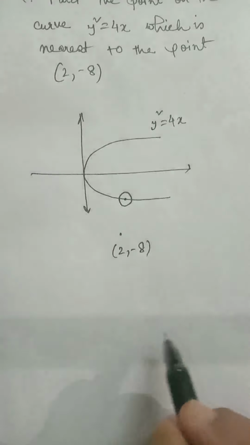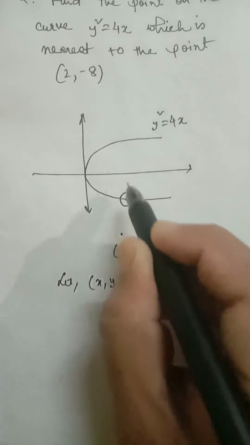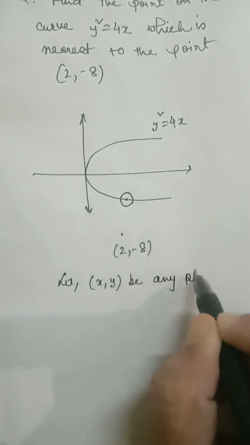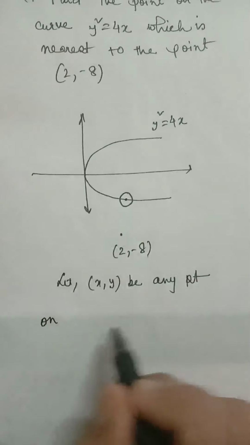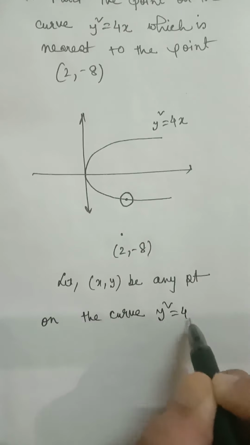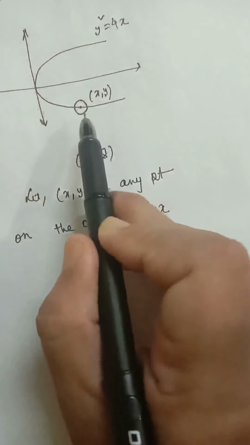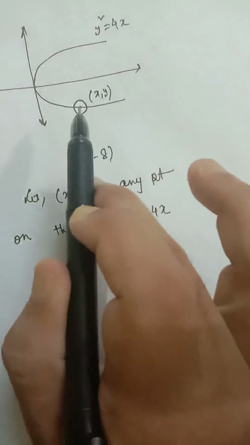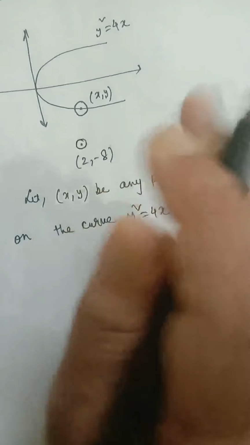Okay, so first of all let us consider, let (x, y) be any point on the curve y square equal to 4x. We have to find the values of x and y. So we have taken a point (x, y) on the curve, and we have to find the values of x and y for which the distance between (x, y) and (2, minus 8) is minimum.